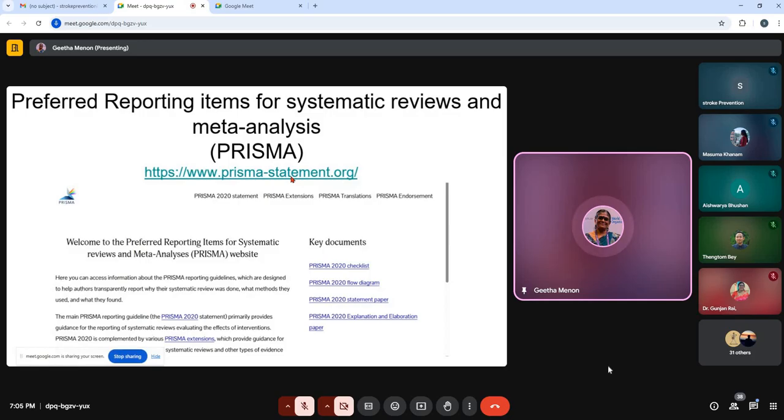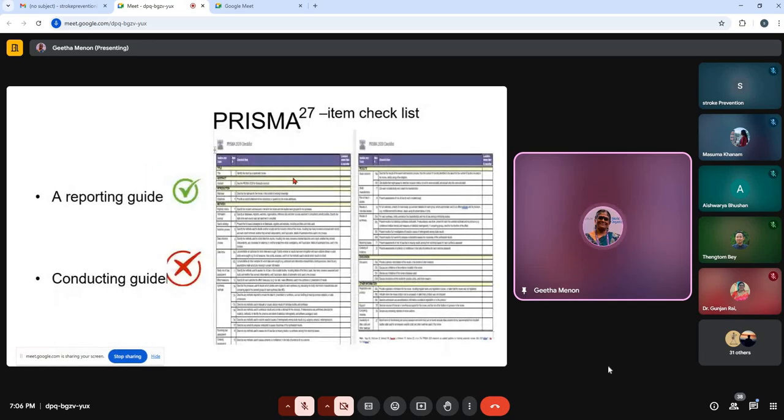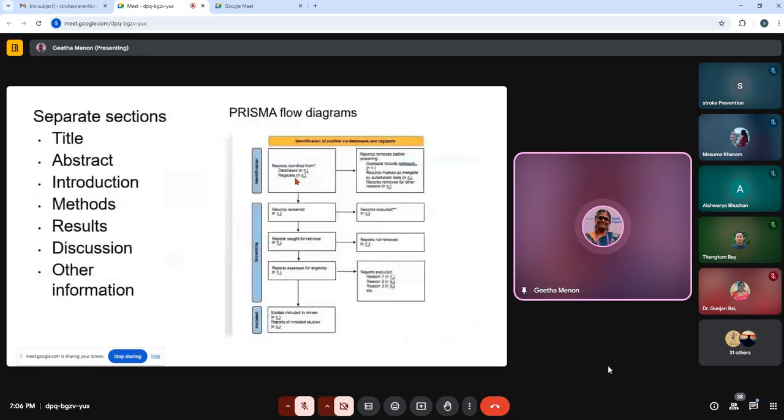The link is given here, and that guideline is a 2020 update of the PRISMA guideline that helps you in writing up your protocol and writing up your review finally in a very systematic manner. So how does the PRISMA guideline work? It is a 27 item checklist which helps you in reporting. Please remember, it's not a conducting guideline, but it is a reporting guideline that helps you in reporting your systematic review to the scientific audience.